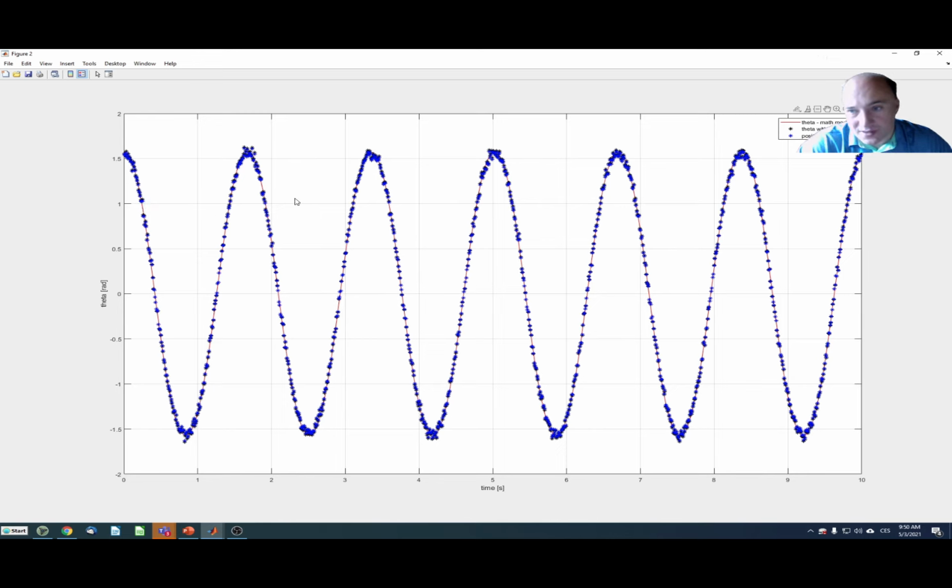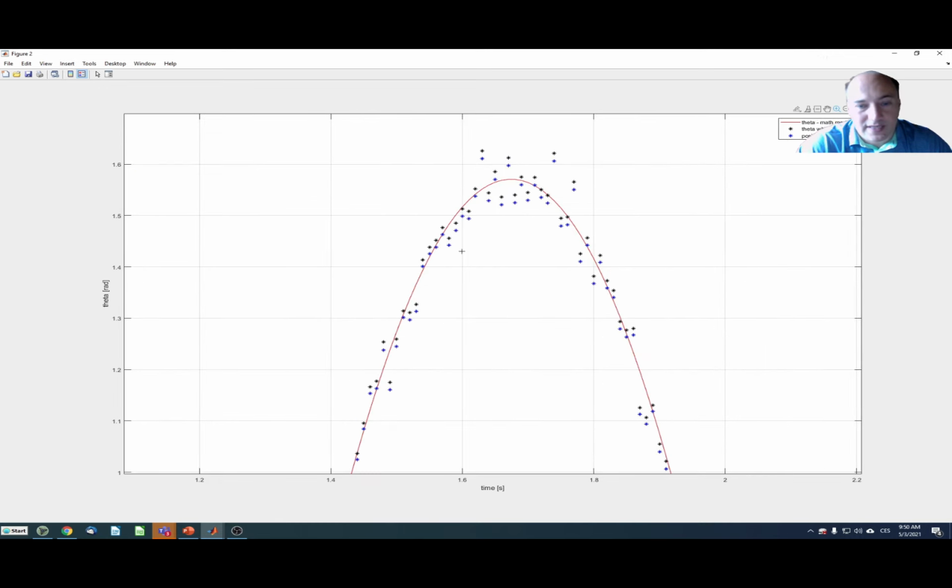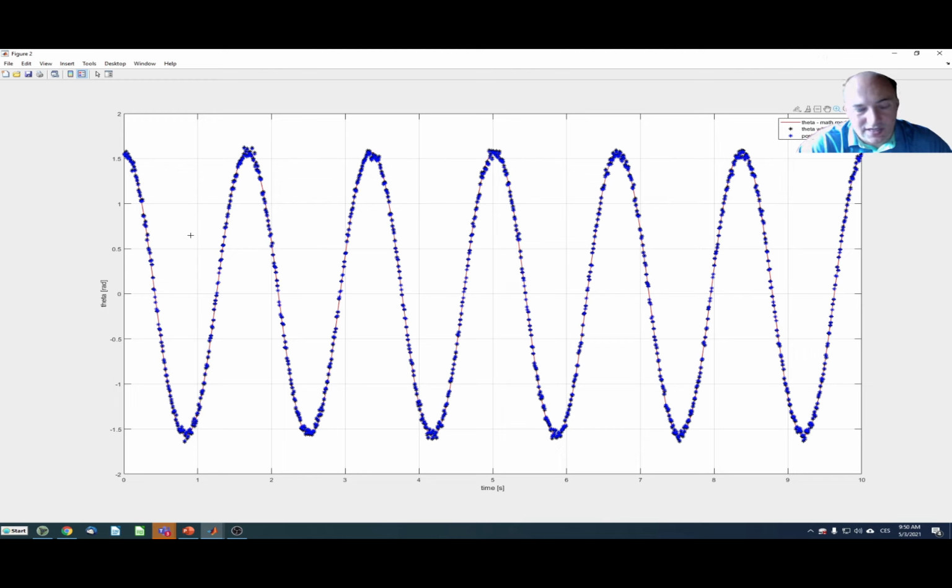The measured signal is the black stars. So for example here, let me magnify it. The black stars are the measured signal, and the blue star is the estimated signal from the Kalman filter. So although we have some noise, the Kalman filter is quite able to follow the sine wave, and it will work even if I change the initial conditions for my Kalman filter.